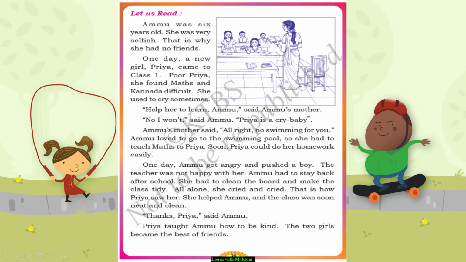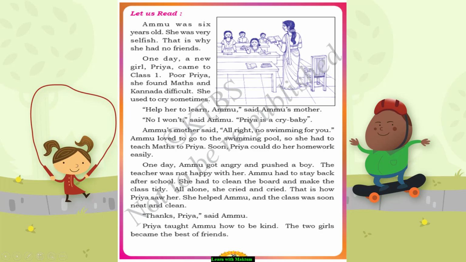One day, a new girl, Priya, came to class 1. So one day what happens? A new girl called Priya came to class 1. It means Ammu is also in first standard. Okay. Poor Priya. She found maths and Kannada difficult. So she feels Kannada and maths are difficult. She used to cry sometimes, because she is weak in maths and Kannada. Okay.